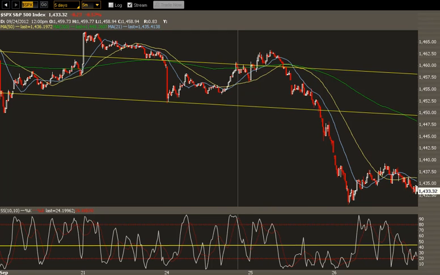Hi guys, today is September the 26th after the market closed, and we're looking at a chart of the S&P 500 here, which is at 5 days and 5 minutes. So we're looking at a different perspective, and you can see the market has been sliding since the 25th, which was at 1462 levels, and we have hit 1433, quite a distance.